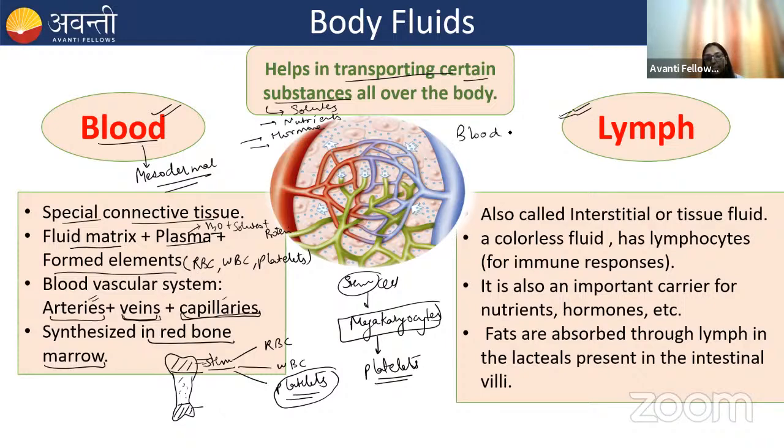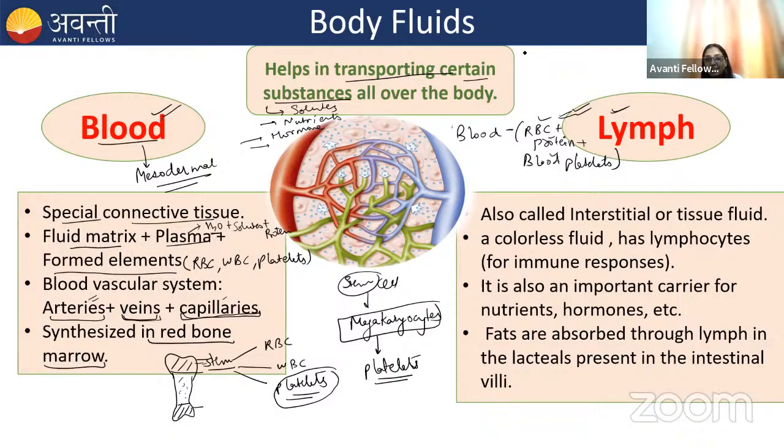This is blood. If I remove RBC, large proteins, and blood platelets from the blood, the rest part is known as lymph. Okay?